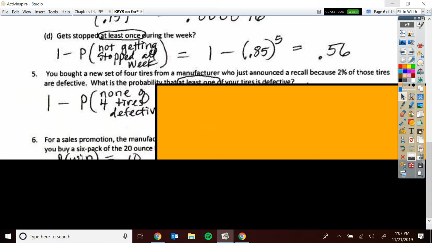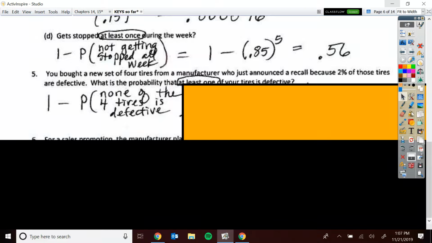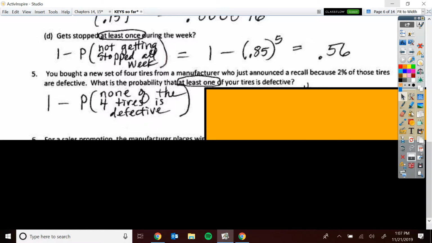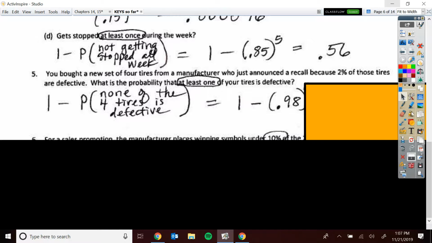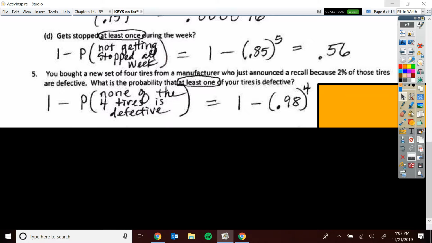So that's 1 minus the probability that none of the tires are defective. None of the 4 tires are defective. If none of them are defective, what does that mean? They're all good. So that's 1 minus your 0.98 to the fourth power, which is 0.078. So even with a 2% chance of defectiveness, there's a 7.8% chance that at least one of your tires is defective.